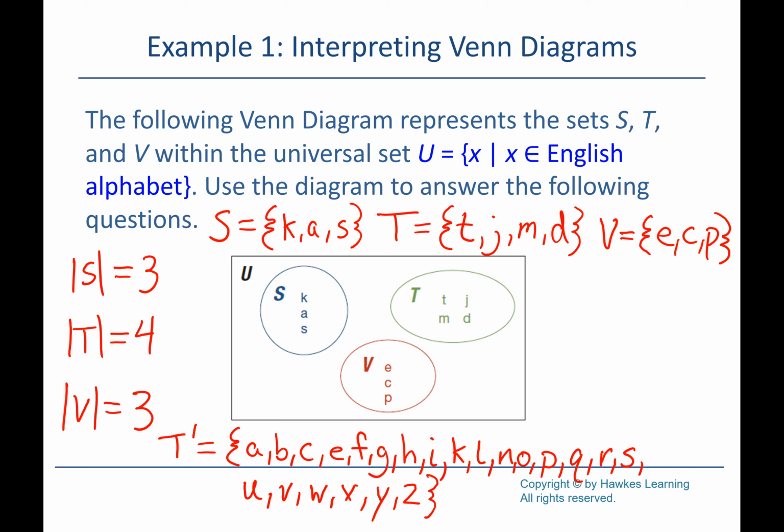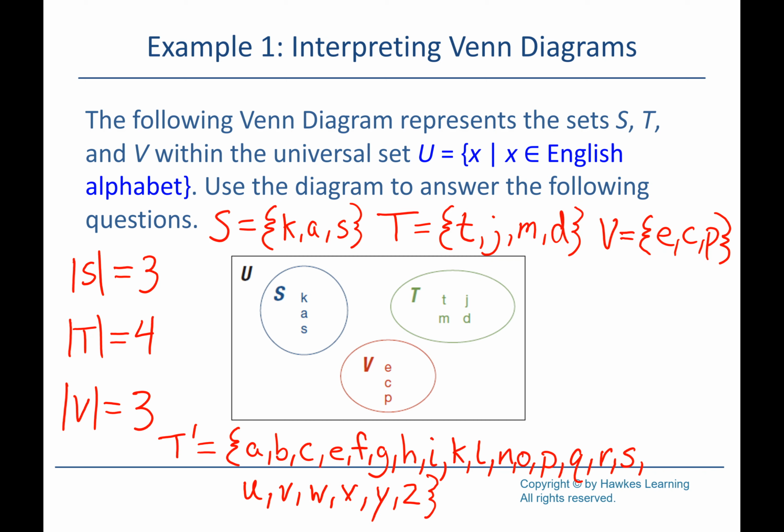All right, one more. We don't have to write anything down for this one. The last one says, is set S equal to set V? So does this set equal this set? What do you say? No, they're not equal, because what do they have to be to be equal? They have to be exactly the same. I have to have the exact same elements in there. And these letters are not the same as these letters, so they're not equal.